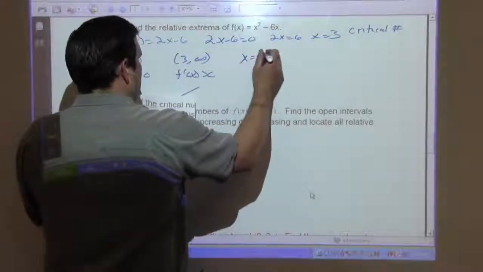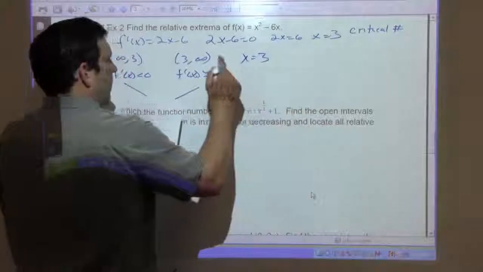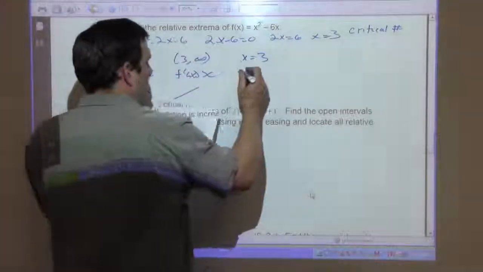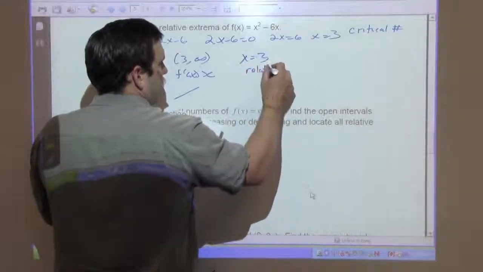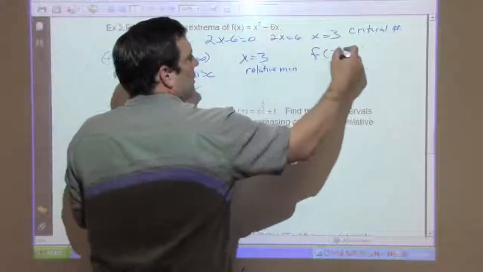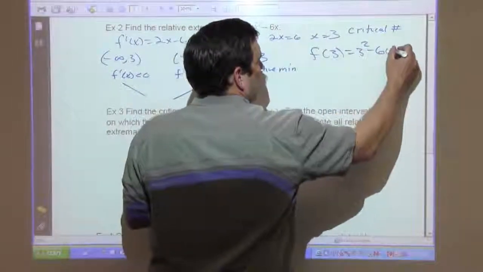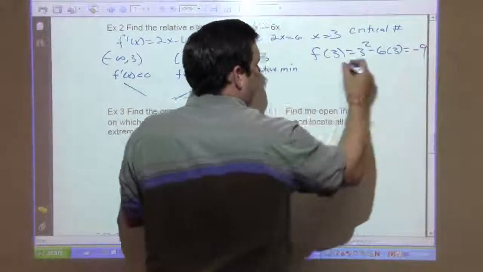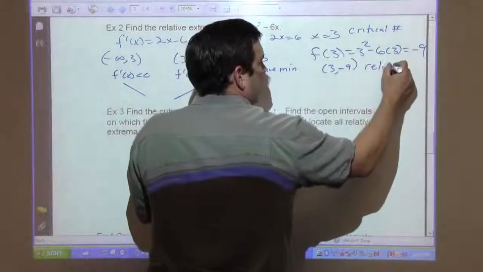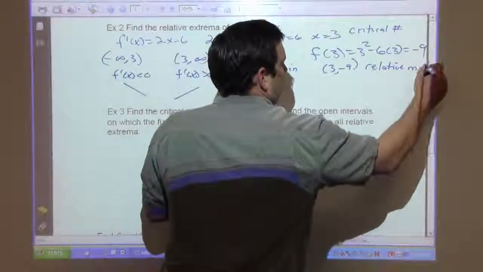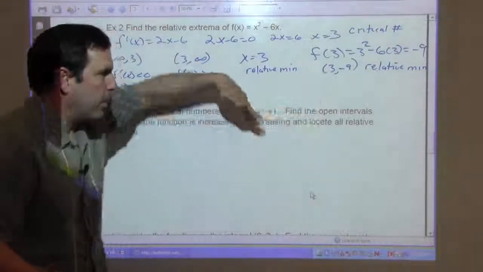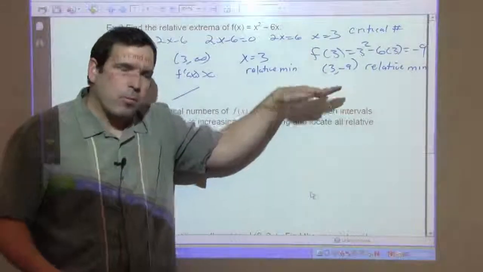So x equals 3. If it went down then up, that must mean it's a low point. It's a relative minimum. So f of 3, go back to the original function, is 3 squared minus 6 times 3. You're going to get negative 9. So (3, negative 9) is a relative minimum. That's a low point. And remember we had the parabola. That would be the vertex of the parabola. That was the low point.